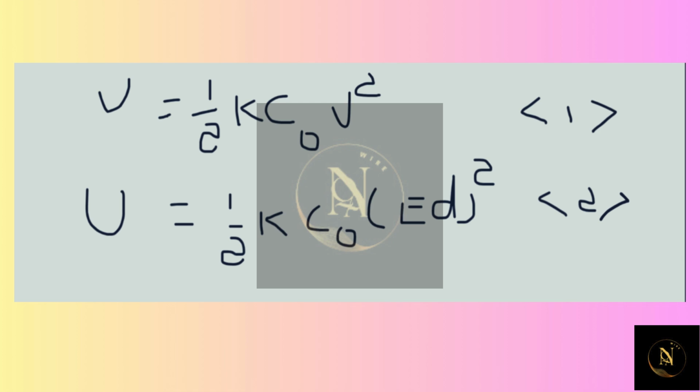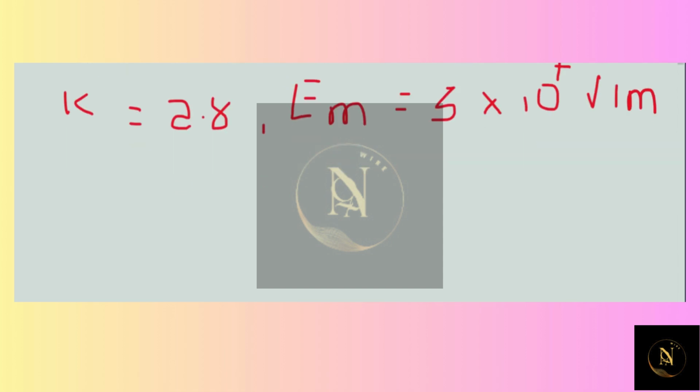Now let us plug our values for K and E for each material in the table to get U of each material, where E is equal to 0.50 times EM. For polycarbonate, K is equal to 2.8 and EM is equal to 3 into 10 to power 7 volt per meter. Now let's calculate the U.